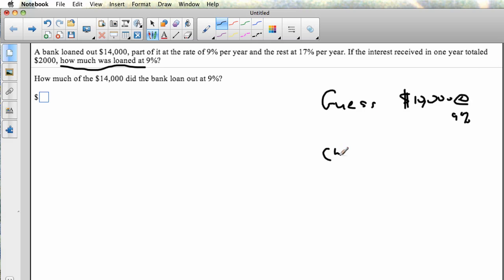In order to check that, I would have to figure out the interest that's paid. If this $10,000 was loaned out at 9%, then the interest received would be 9% of 10,000. So that's 0.09 times 10,000, which is $900. Now the remaining $4,000 was loaned at 17%.